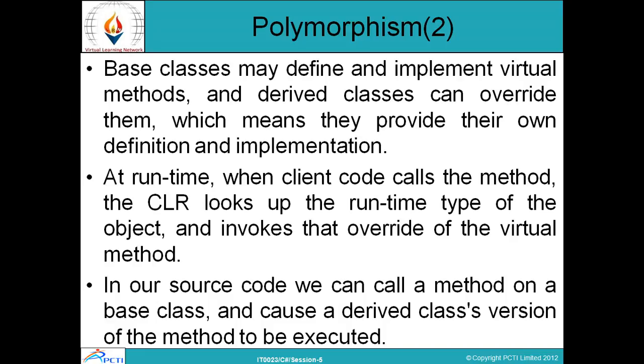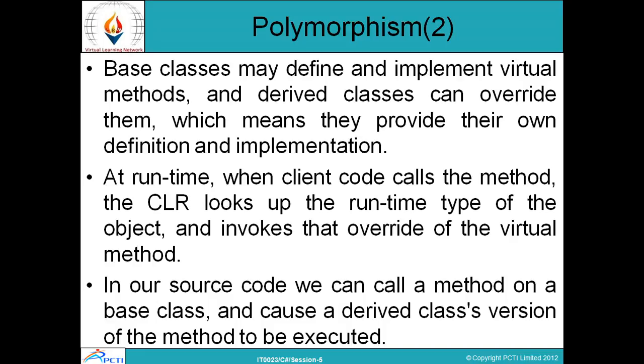At runtime, when client code calls the method, the CLR, that is the common language runtime, looks up the runtime type of the object and invokes that override of the virtual method. In our source code, we can call a method on a base class and cause the derived class's version of the method to be executed.